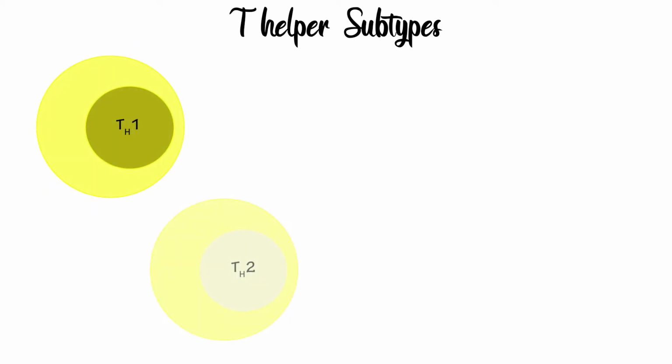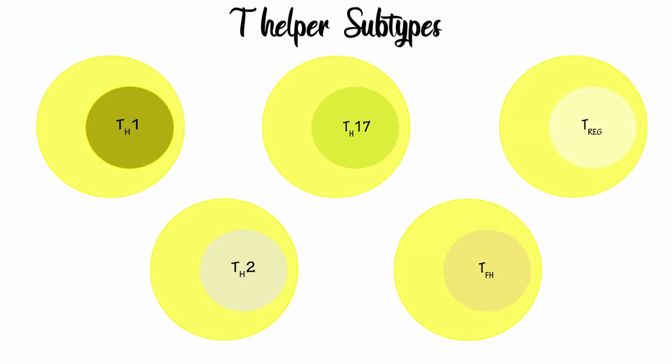T-cell responses can be split into 5 types. These types are the T helper 1, the T helper 2, the T helper 17, the T follicular helper, and the T regulatory. Each of these have their own cytokines and transcription factors involved.